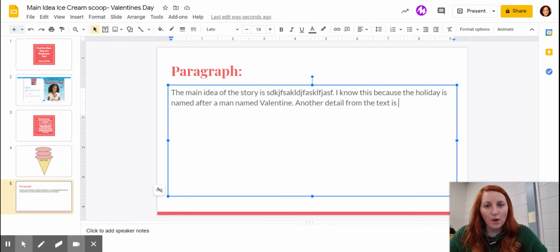So then you should come up with at least 3 different sentences of different details that you came across in the story. So you're taking what you learned from the ice cream cone and you're translating it to a paragraph form.